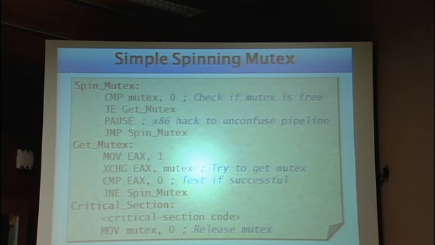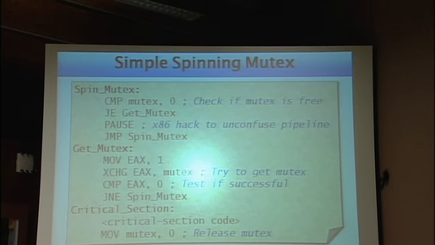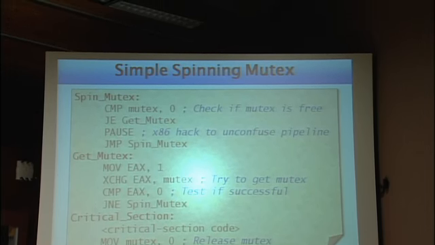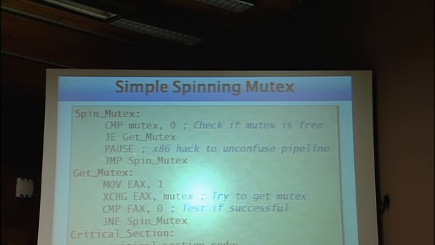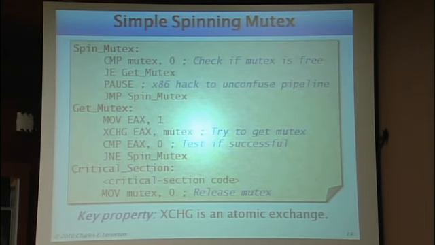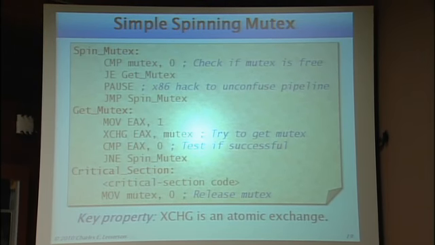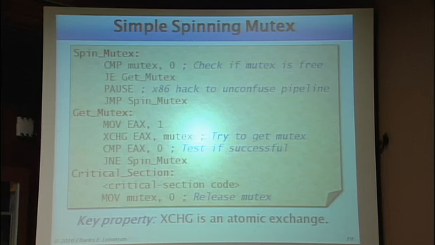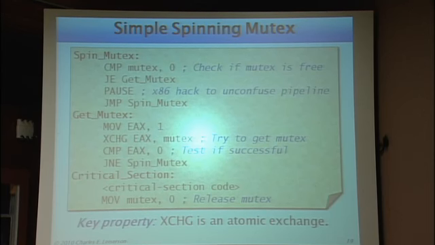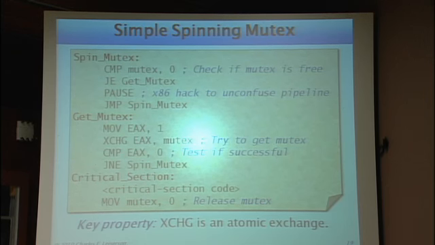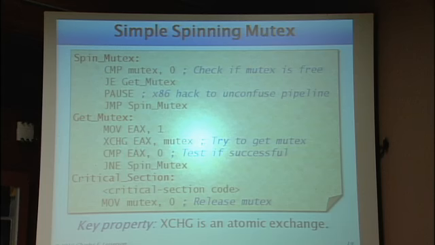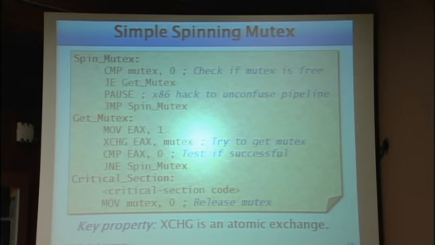Otherwise, I execute this pause instruction, which turns out to be humorous. It's an x86 hack to unconfuse the pipeline. It turns out that if you don't have a pause here, which is a no-op and does nothing, x86 mispredicts something or whatever, and it's more time-consuming than if it doesn't have that there. The manual explains very little about this hardware bug, except to say put in the pause. And then, if you didn't get it, you jump to spin mutex and you try again.